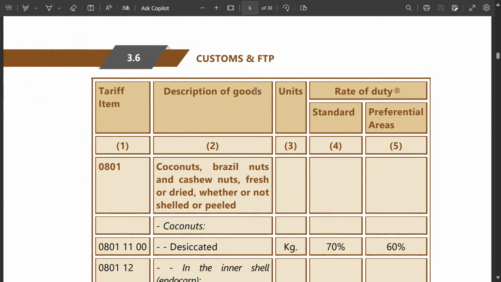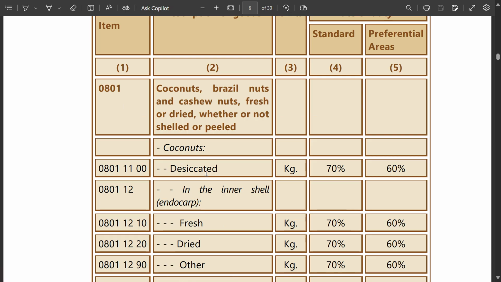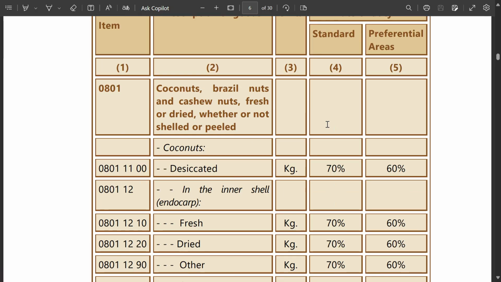Tariff item, description of goods, unit, rate of duty, standard and preferential areas. 0801: coconuts, Brazil nuts, cashew nuts, fresh or dried, whether or not shelled. First dash, coconuts. Heading, subheading 08011188. So 0801 is the first classification, and the double one is our second classification of coconut: desiccated, in kgs, 70% standard, 60% in preferential areas.